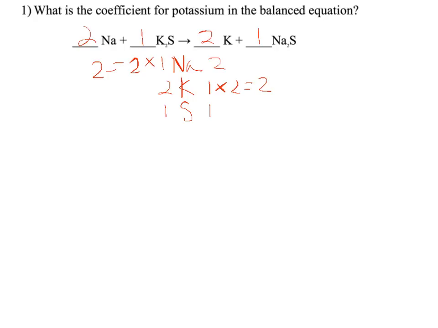So to answer the original question up here, it says, what's the coefficient for potassium? The answer is that K has a coefficient of 2. And the reason why it's 2 is because we look up here, here's potassium all by itself. Our number in front is 2. That's our coefficient.